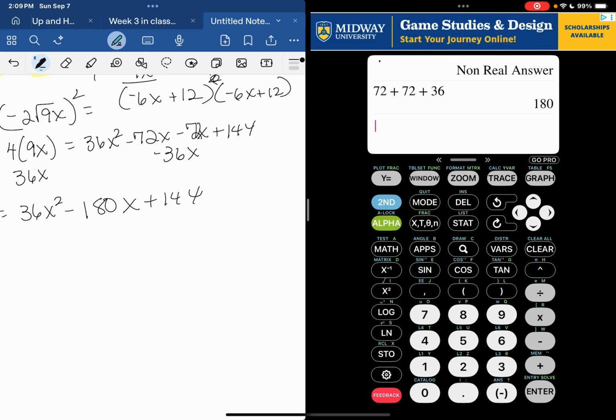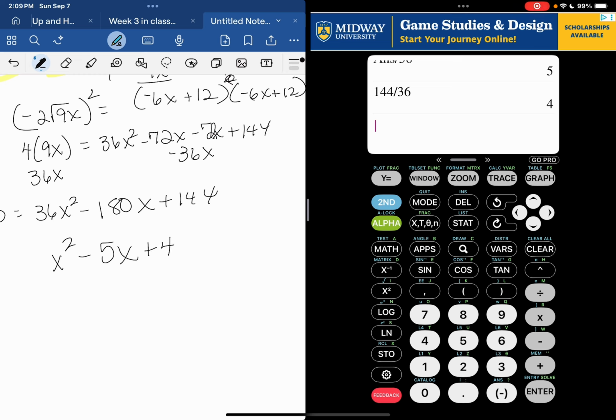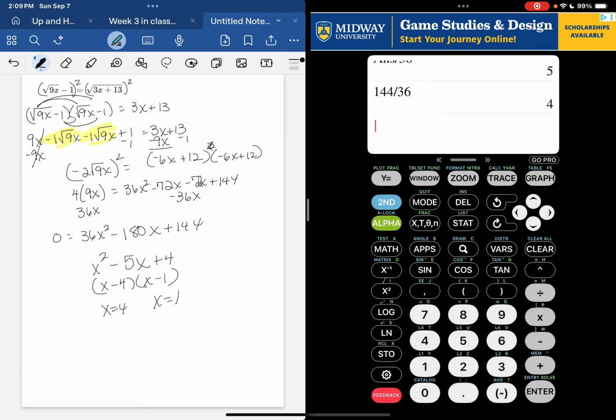I think I can divide all these by 36. I can. So that's going to be x squared minus 5x, and then plus 4. I factor it. So that's x minus 4 and x minus 1. So I have two answers. I have x equals 4 and x equals 1, and I have to check those.